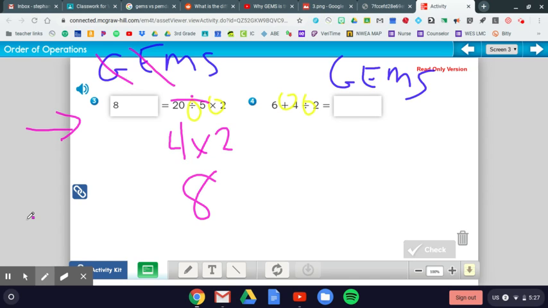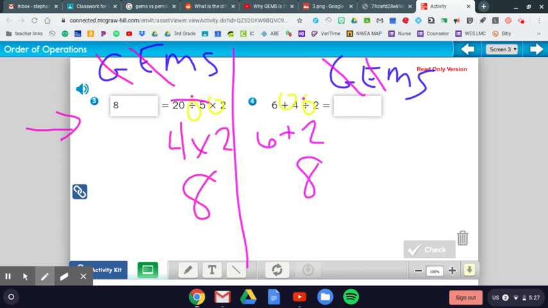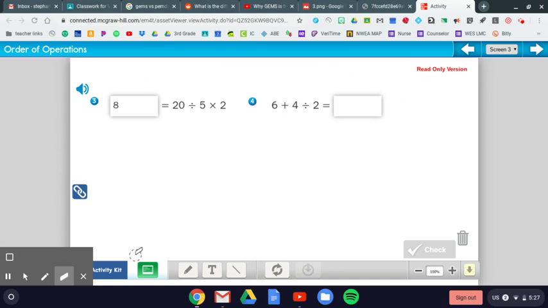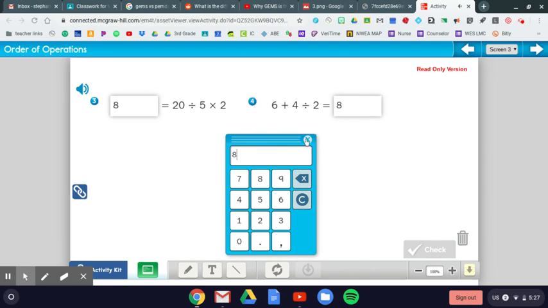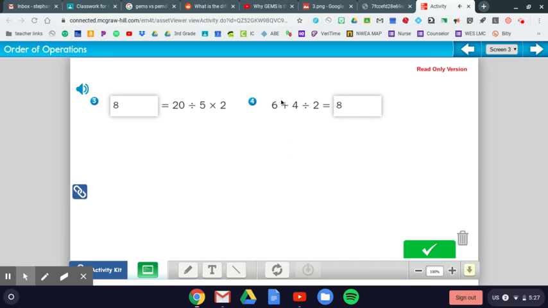All right, good deal. 6 plus 4 divided by 2. Multiplication and division comes first, so I need to go here to my division symbol. 4 divided by 2 is 2. Don't forget about the 6 plus. 6 plus 2 is also 8. Let's clear our screen and see if we are correct. Is 8 the right answer for both of these? That's crazy. We're right. Correct.